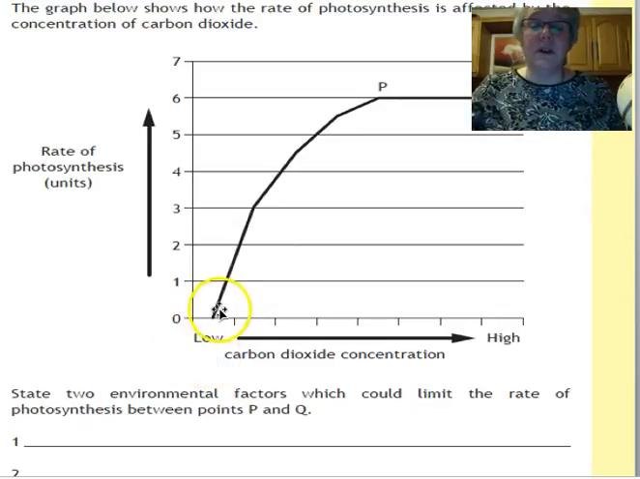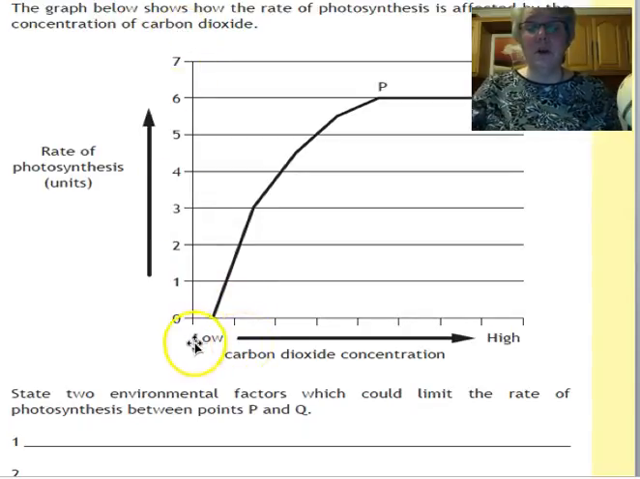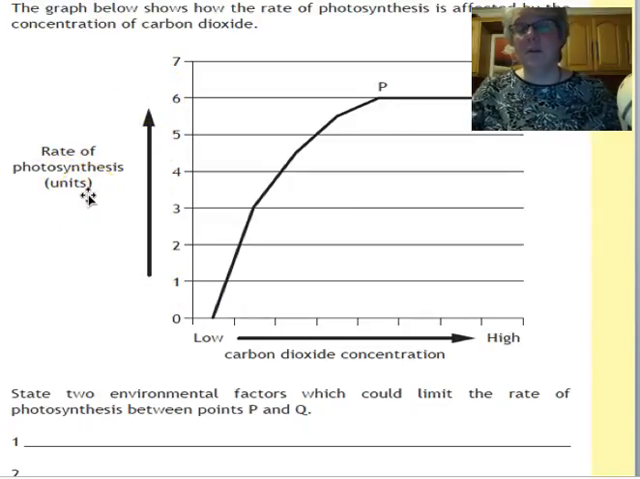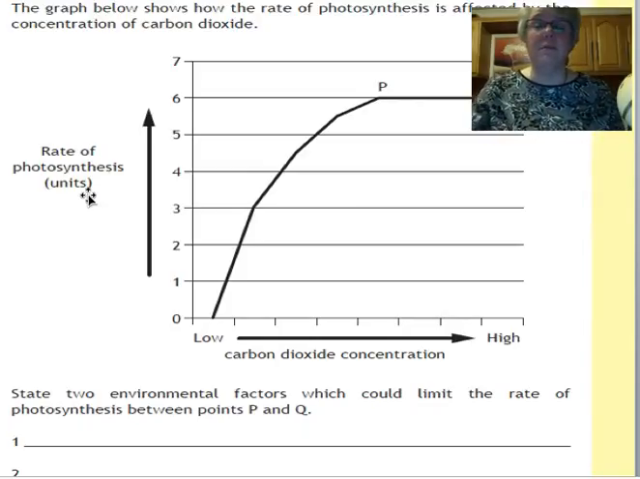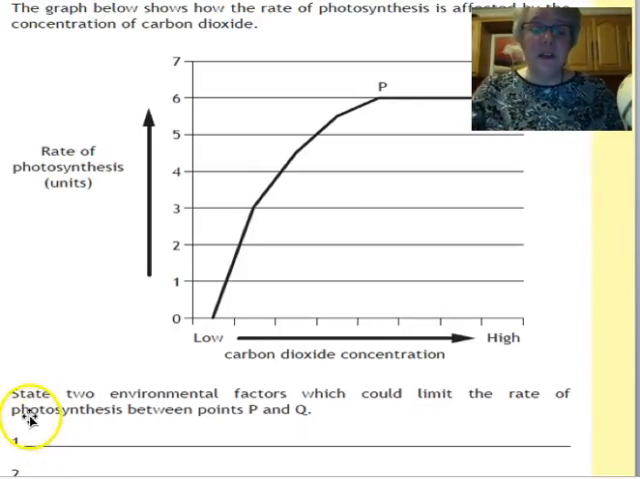And here we've got this graph which shows how the rate of photosynthesis is affected by the concentration of carbon dioxide. So you'll see down here we've got a low carbon dioxide concentration and then increasing here to a high one. And here we've got a rate of photosynthesis in some sort of units, bubbles per minute or cubic centimeters per minute or whatever. Now the question says state two environmental factors which could limit the rate of photosynthesis between points P and Q.